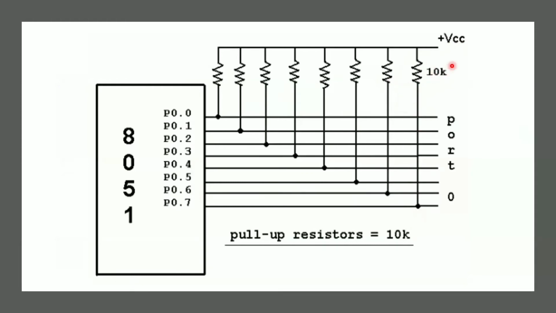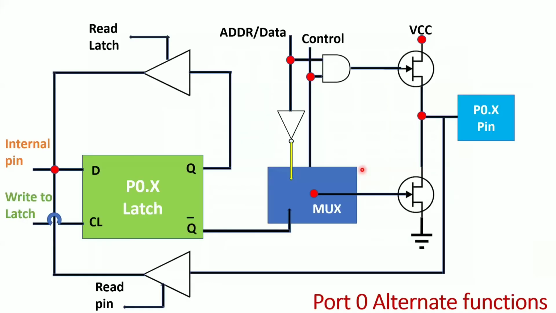So that's why it is suggested to connect a 10K pull-up resistor for each and every port pin whenever you are using port 0 as an output port. For an input port, that means for input operation, you don't need to connect one. So that is about your port 0.